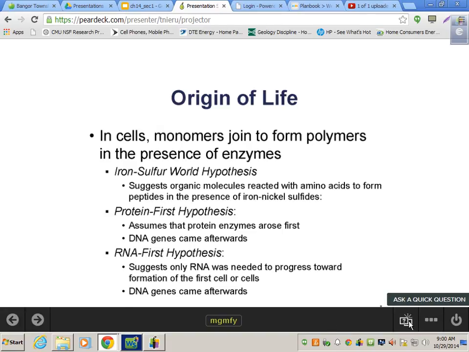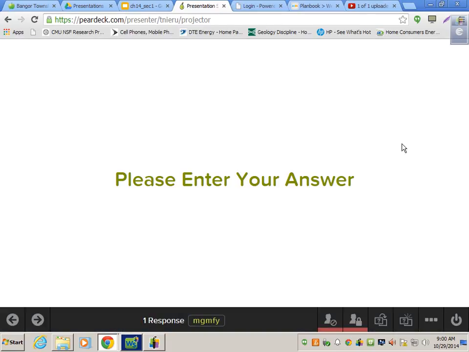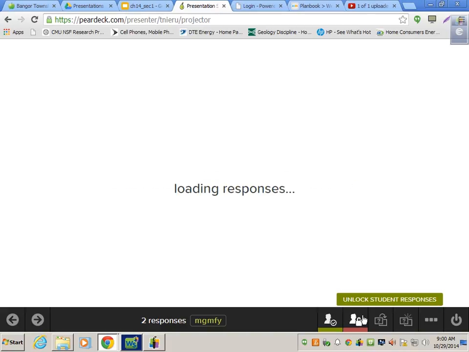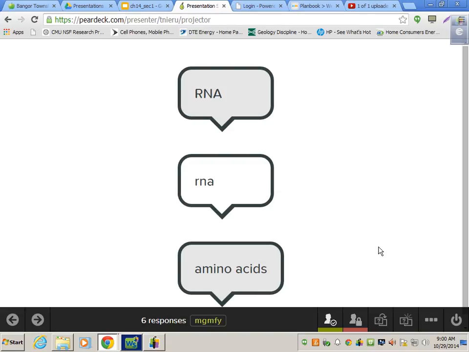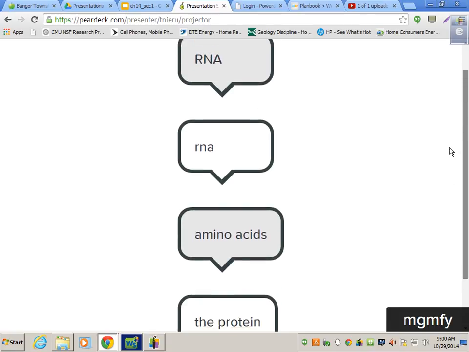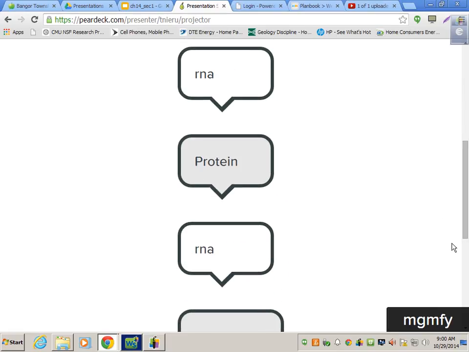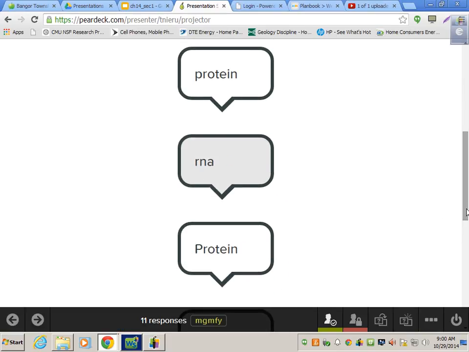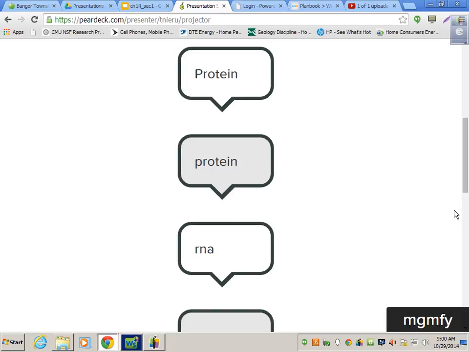Let's see what you got. I'm going to poll the audience. What do you guys think? There's no right or wrong here. What do you guys think came first, the protein or the RNA? Protein or RNA? What do you guys think? And I'll tell you, no one can prove it beyond a reasonable doubt. Both can be proven, but in isolated experiments, right?